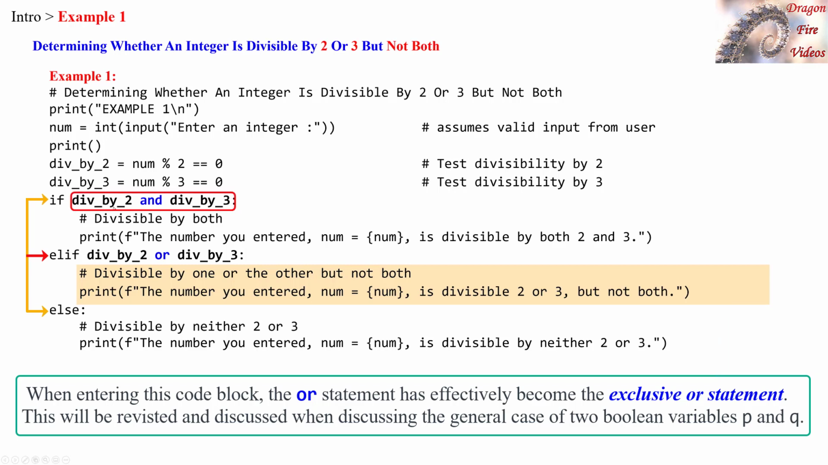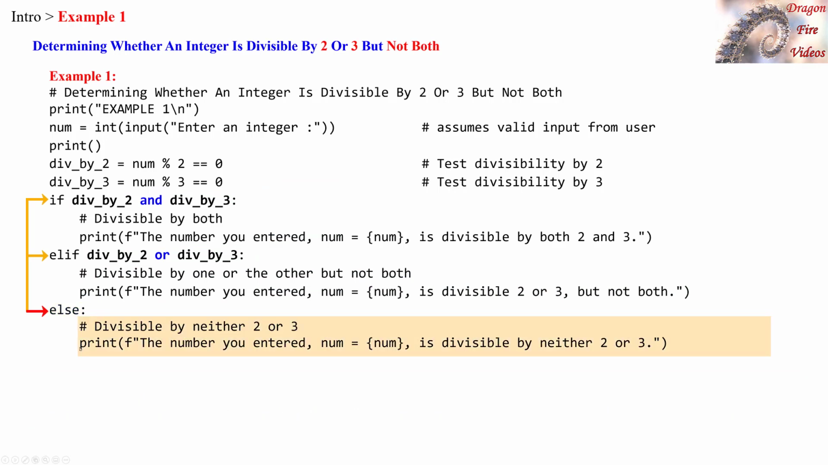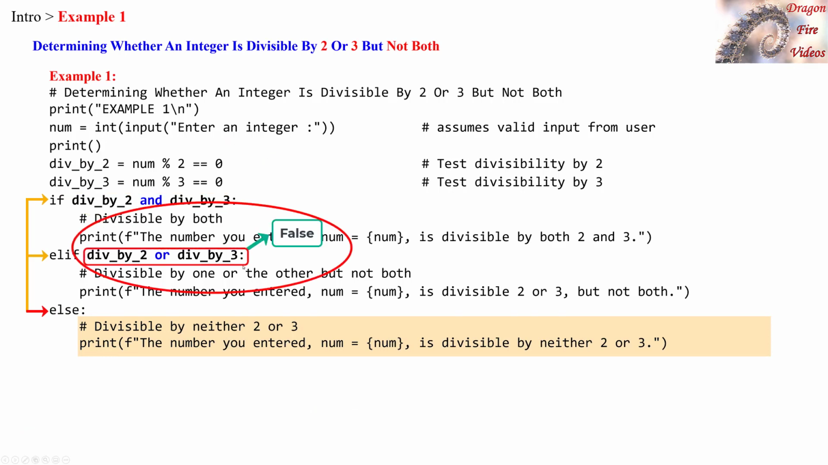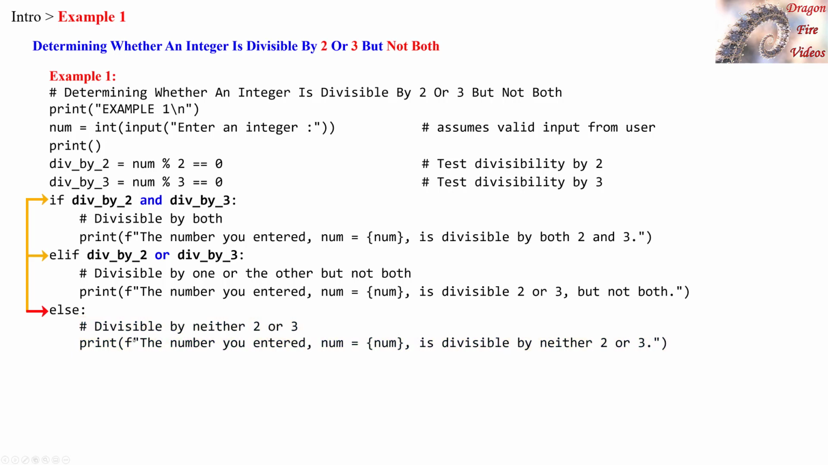Now remember, this condition's already been tested. So we know that if we get into this code block, num cannot be divisible by both 2 and 3. And in the third case, what happens in the else? Well, the first condition didn't hold, nor was the second condition true. So it must be the case that the num is not divisible by 2, and it's also not divisible by 3. And then we print out the appropriate statement accordingly.